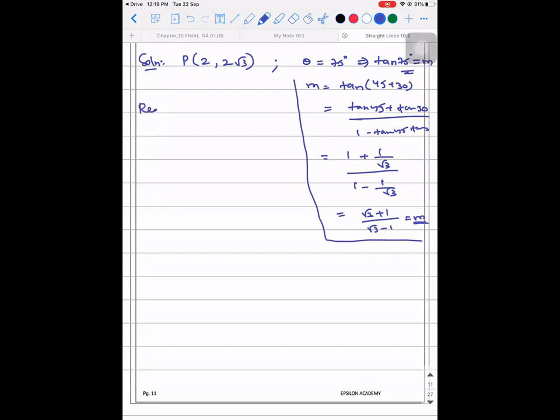So what will be the required? Rationalize, sir? No need, no need. It will get cancelled because you have a root 3 here. No, if I'm not wrong, it will get multiplied.